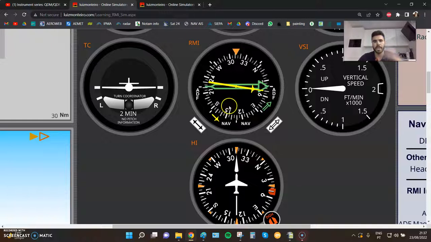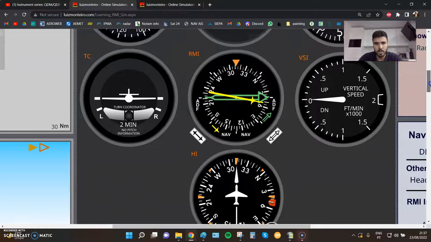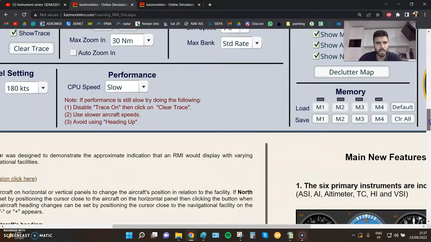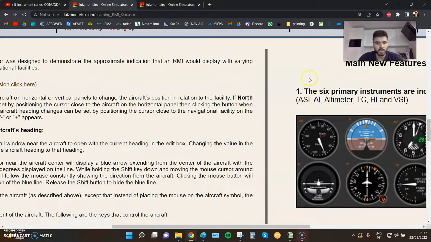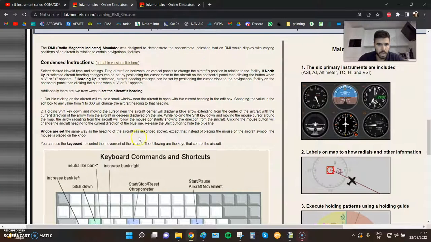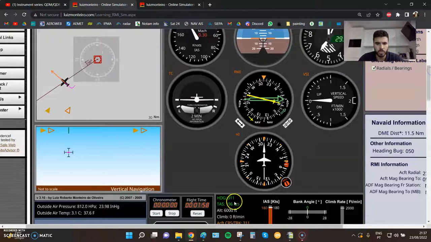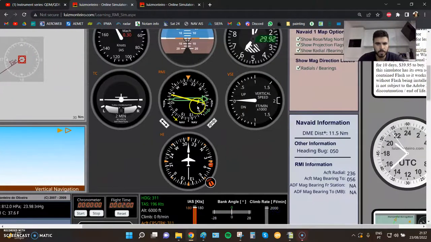It's going again. It's going super slow, so I'm going to increase the speed. Let me see if I can do that. Yeah, speed is coming up. Nice. If you don't know how to do it, you have here how to control the simulator. Everything is real. Luis Monteiro really did a very good job here.